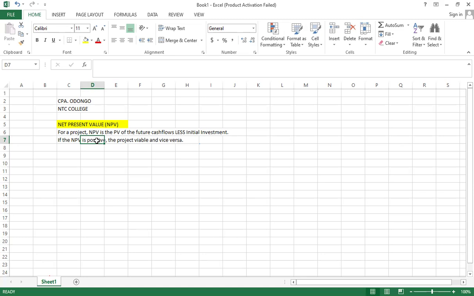Now, the next thing to do is to illustrate how in Excel we compute this net present value. So what we'll do is to have this example. Just note it down.